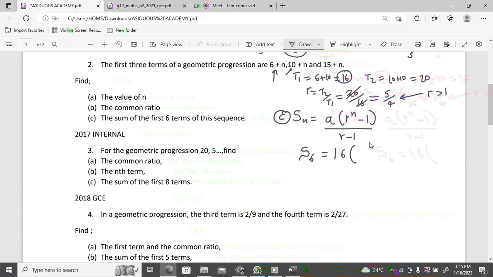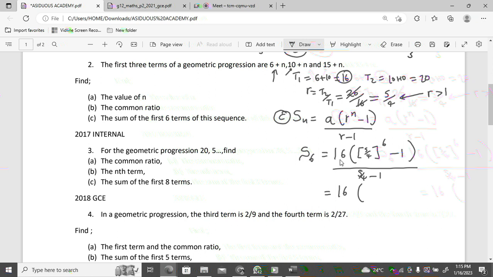The first term is here. First term is 16. And then where there is r, we put the ratio. And the ratio we found is 5 over 4. And this is supposed to be raised to the power n, which is 6 in this case, minus 1. Then over r again, that is 5 over 4 minus 1. So this is going to give us 16.